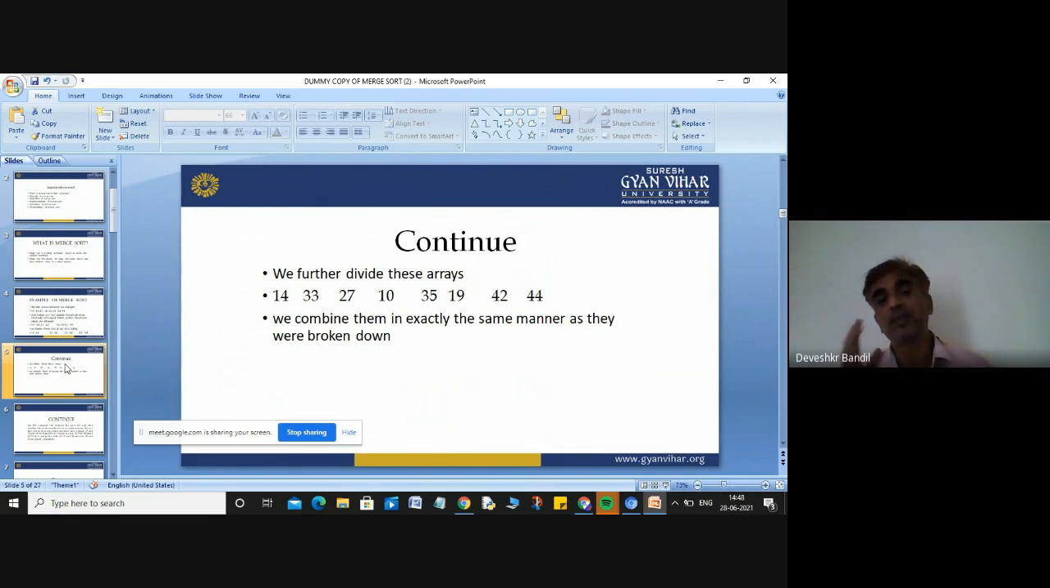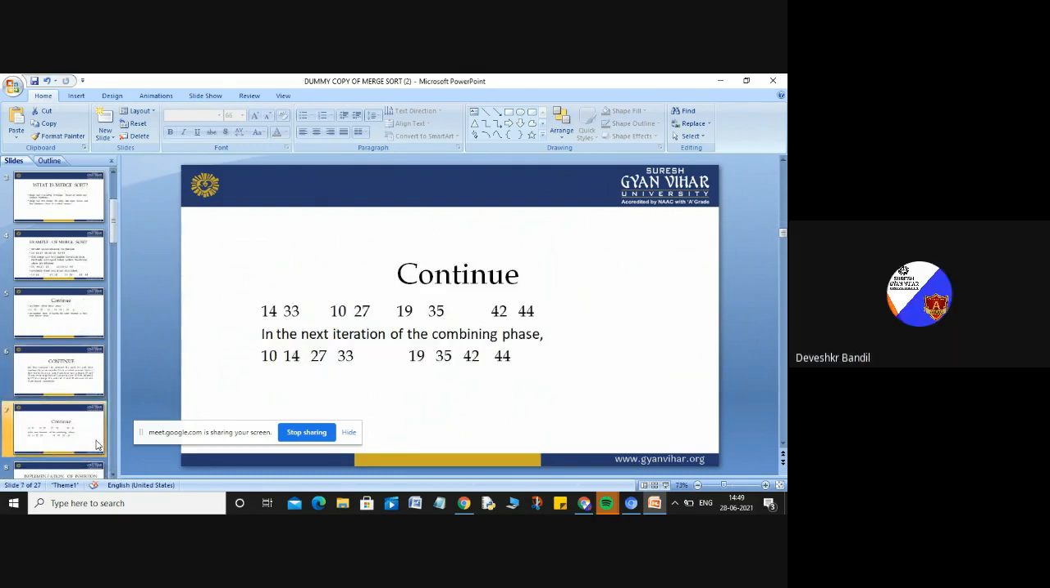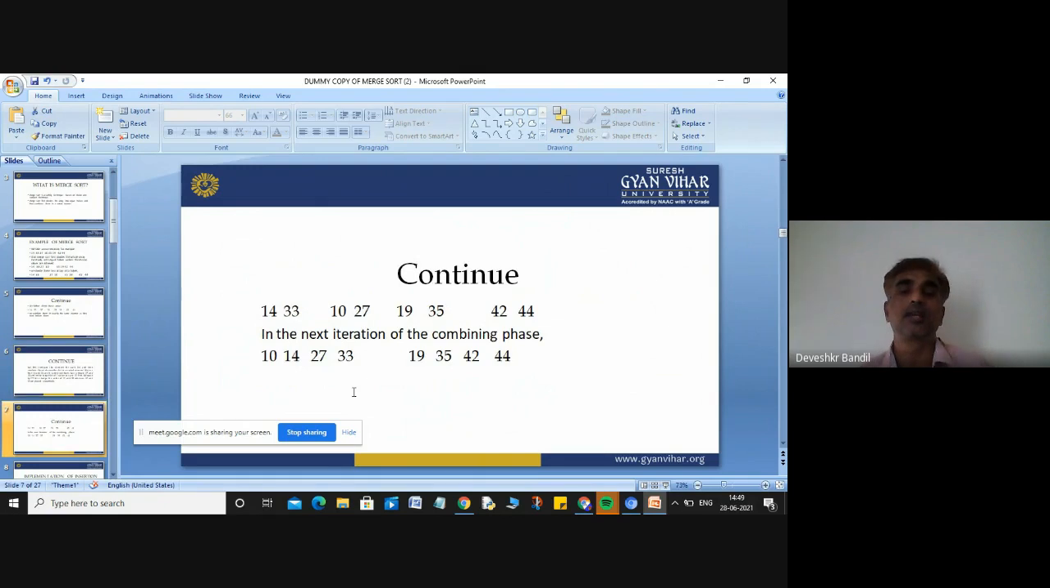At that time, first of all, you will place the 19. After that you will place 35. After that you will place the 44. Okay, you can see in this given slide.